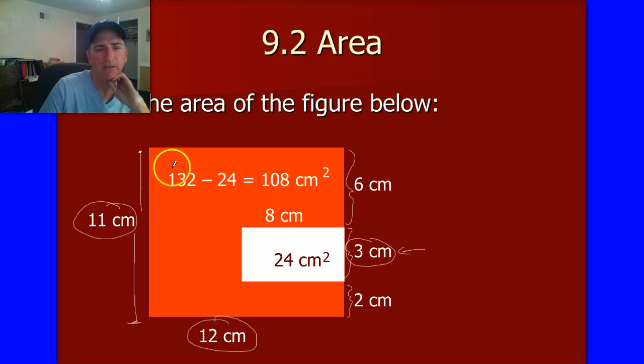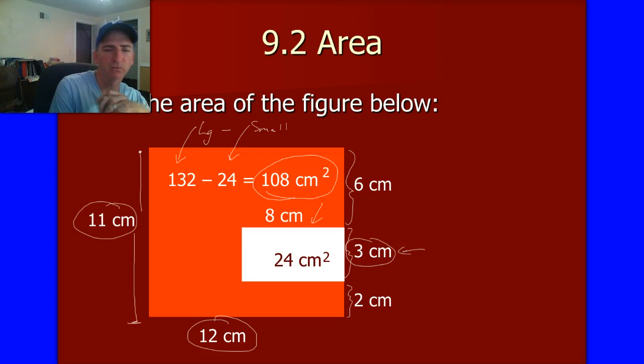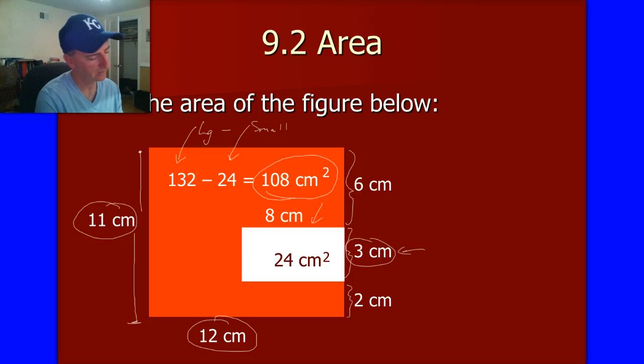Okay, and here I did it. 132, that's the large, minus the small area, which is over here, the 24. There's your answer right there, 108 centimeters squared. So whether you want to chop that into several rectangles and add them together, or do it this way, if you did the math right, either way should work, as long as you come up with 108 centimeters squared. Either way is fine. But when you're subtracting, it's just a little faster because you only have to deal with 2 numbers.